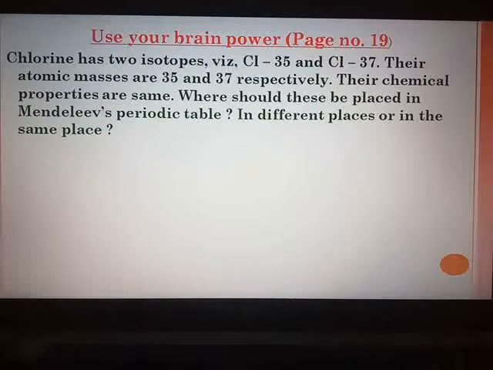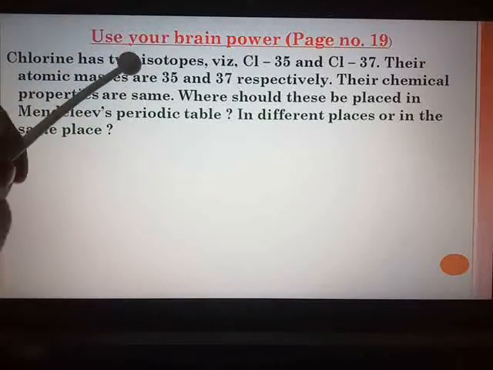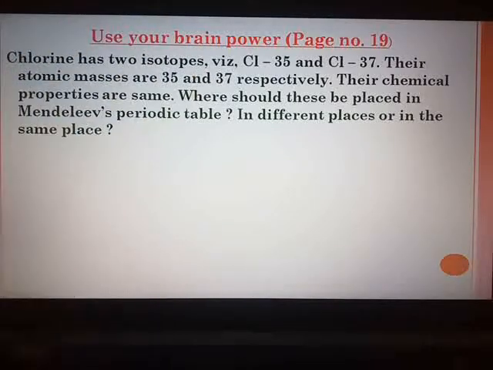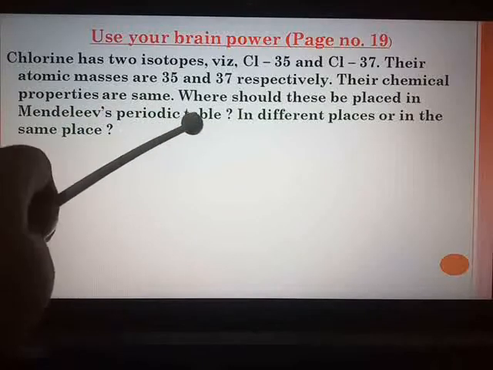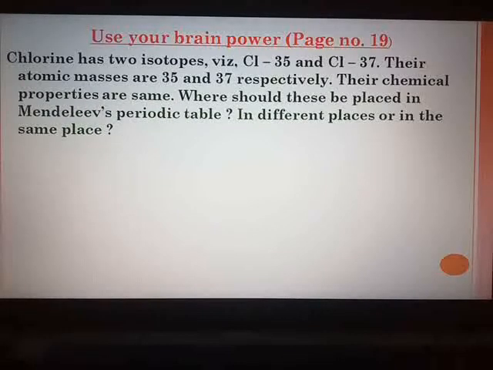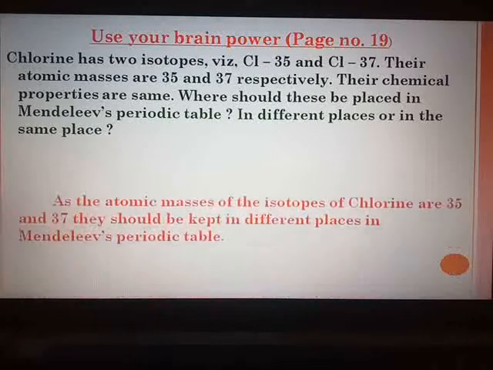This we have already discussed. Let us just revise it. Now you all know that Mendeleev's periodic table is based on the concept that elements are placed in increasing order of atomic masses. So you can clearly see here, chlorine has two isotopes whose atomic masses are different, and hence in Mendeleev's periodic table they should be given not the same place but different places.